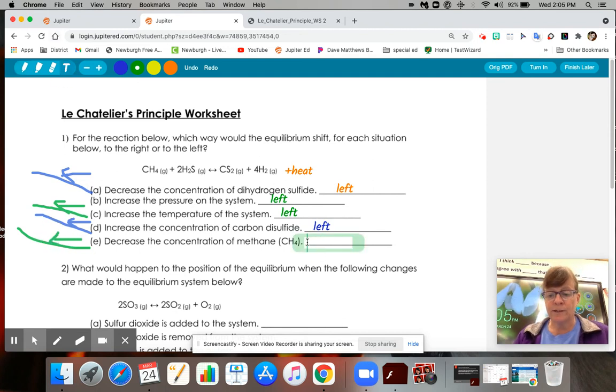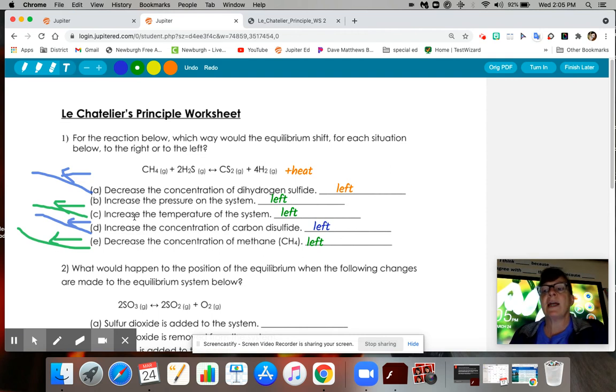So if you were looking for some sort of left, right, left pattern, that's not going to always work. If you're thinking increase is always left or decrease is always right, that's not going to work either. You really do have to think it through.